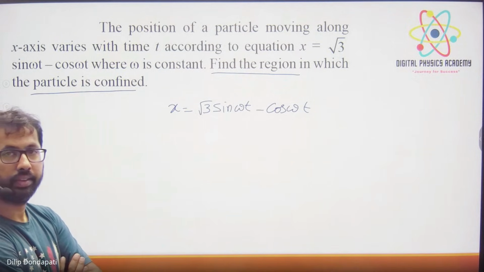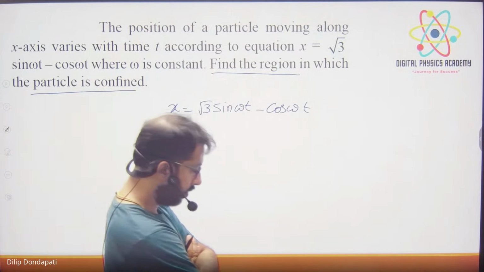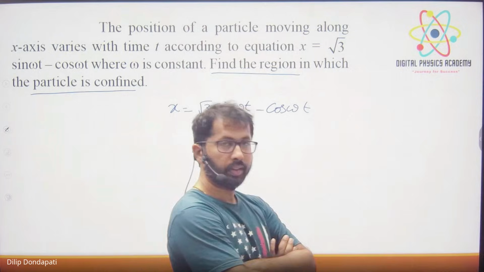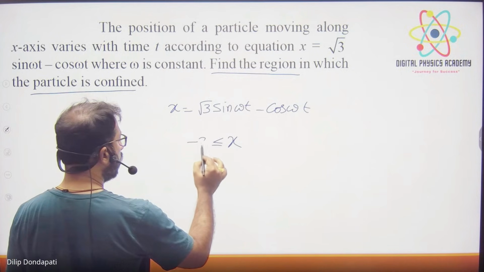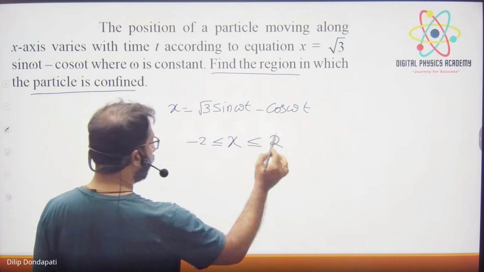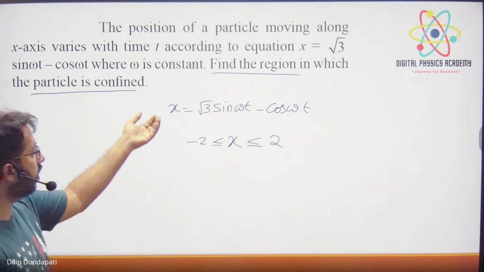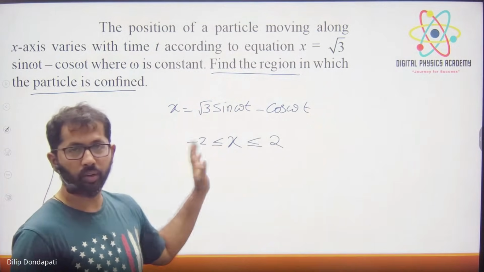How much answer did you get? Minus 2 and 2. Yes. So you connect the region: x is greater than or equal to -2, less than or equal to 2. This is the region where this function is valid. It will not go beyond that. Okay.